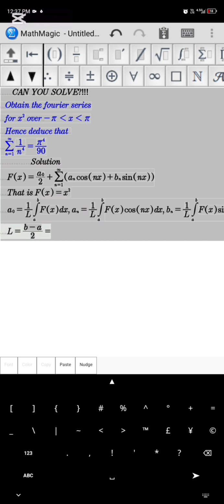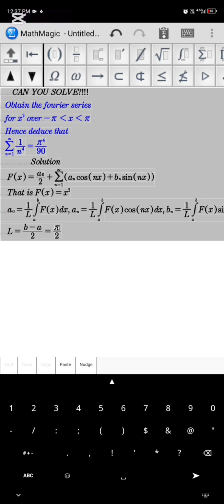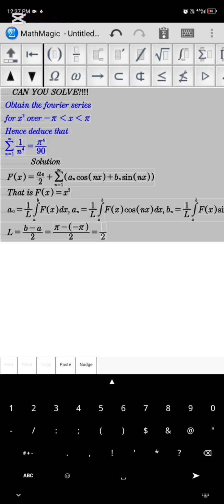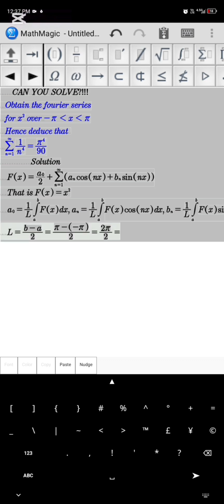So our b is pi, and then our a is minus pi. So b minus a is pi minus minus pi, which is going to give us 2 pi over 2. And if you divide through by 2, the 2 cancels the 2, and what we are left with is just pi. So our L in this question is pi.